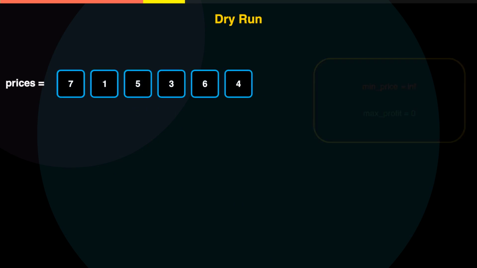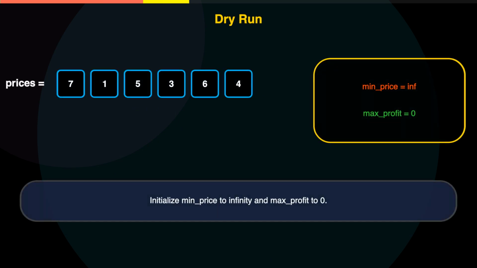Now, let us dive into the dry run. This is the most important part. Look at our prices array on the screen: 7, 1, 5, 3, 6, and 4. Notice the variable tracker box on the right. It will track our min price and max profit as we move along. We initialize min price to infinity and max profit to 0.